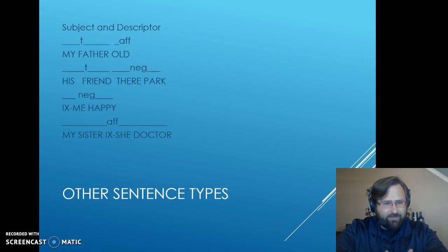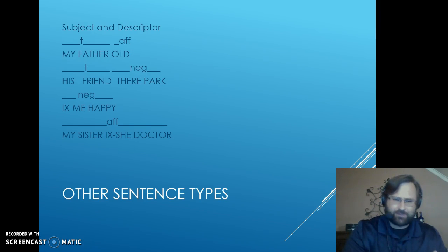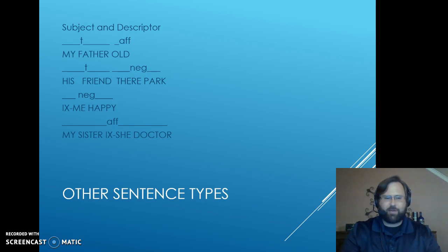And then finally, we have a subject with a descriptor that is a noun. Normally, we think of descriptors as adverbs, adjectives, maybe prepositional phrases, but nouns can also be descriptors. In this case, the sentence is saying that my sister is a doctor. So the doctor, which is a noun, is describing my sister. In this case, I did not separate my sister as a topic, although I certainly could have. But in this case, it's all a part of the one affirmative part of the sentence.